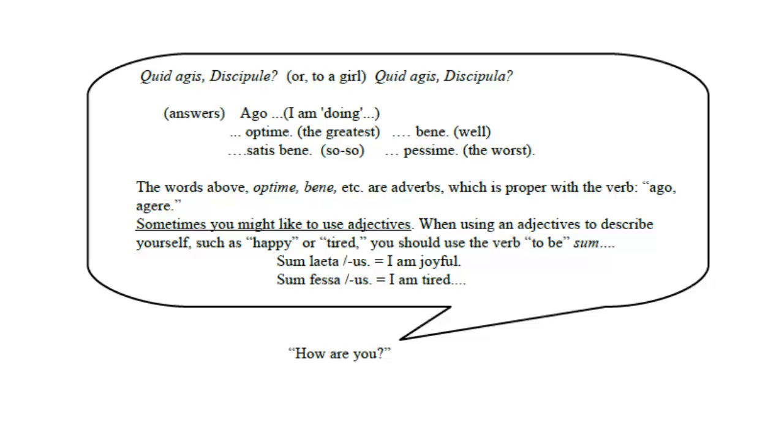The answer to that is ago optime. I am doing the greatest. I'm doing the best. So ago is their all-purpose verb, sort of like our word doing. I'm doing great. You know, that's what it's saying.